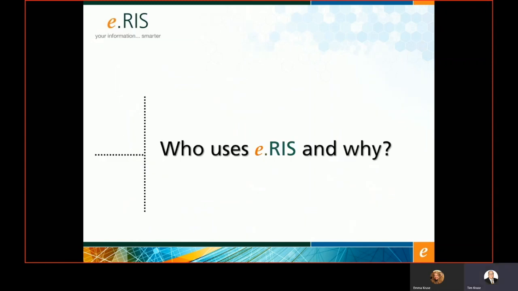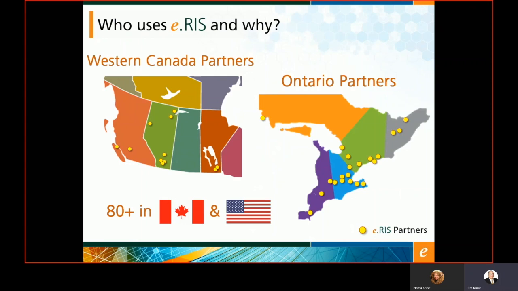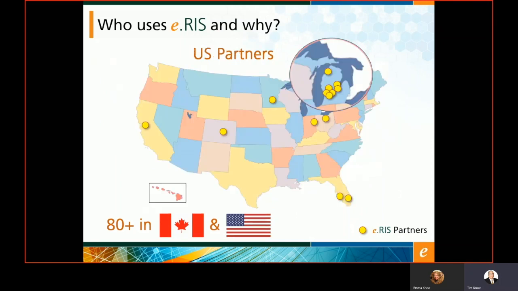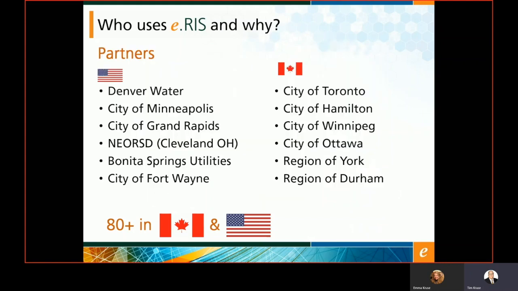So who uses Eris and why do they use it? Well, this is an example of a map of our partners within Canada. So we are based in North America, and we have partners both in Canada and the United States. Lots of partners in Eastern Canada and some out in the West as well. And here are our U.S. partners. We're looking to expand the U.S. partner base, but have a pretty good distribution across the United States.